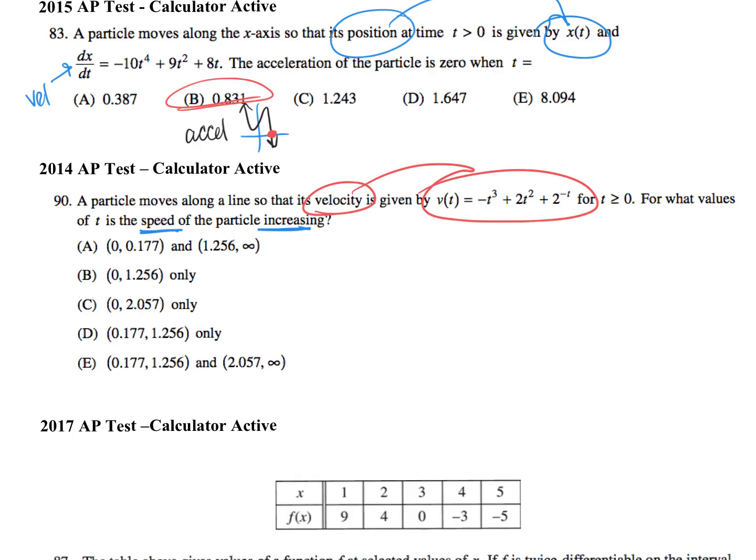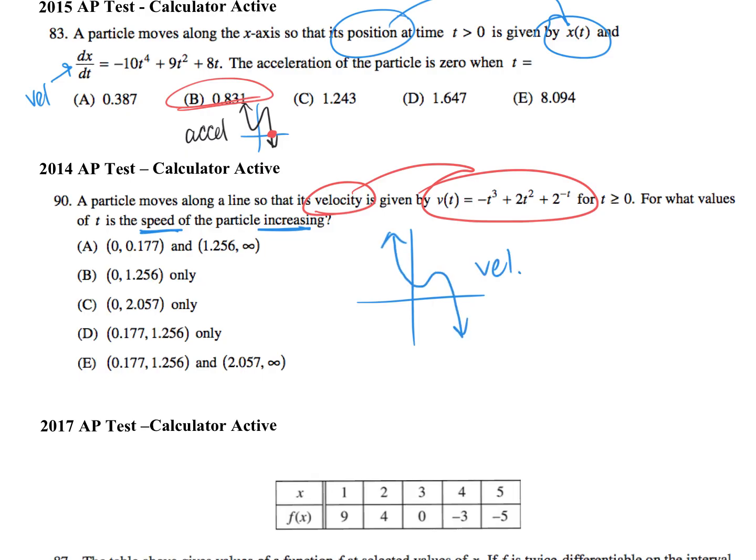You could do it from acceleration, but I don't think it's going to be as intuitive. Let's just look at that graph of velocity: negative x cubed plus 2x squared plus 2 to the negative x. Does anyone else's graph look like mine? Yeah? Okay. Do you agree our graph is looking a little something like this?